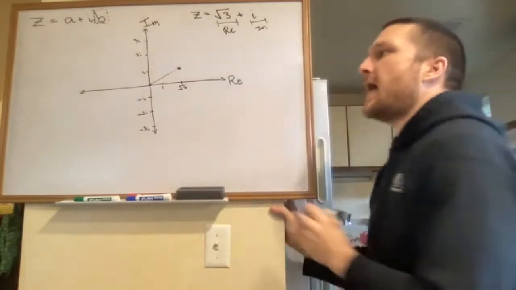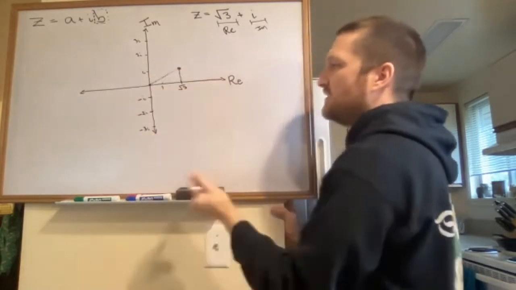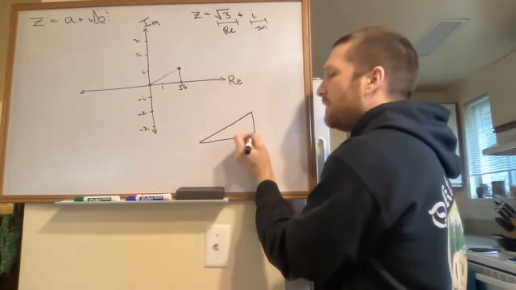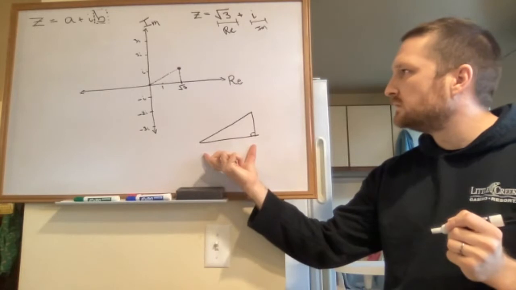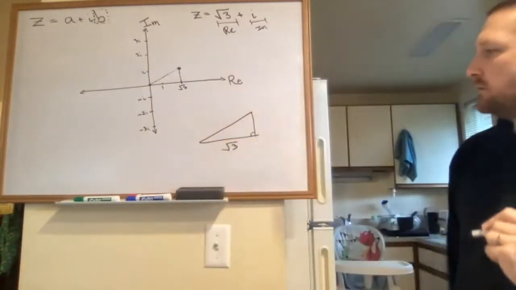What distance is that? Well, let's think about this. This guy is just a triangle, right? What's the base? How long is the base of that triangle? Square root of 3. What's the height of the triangle?